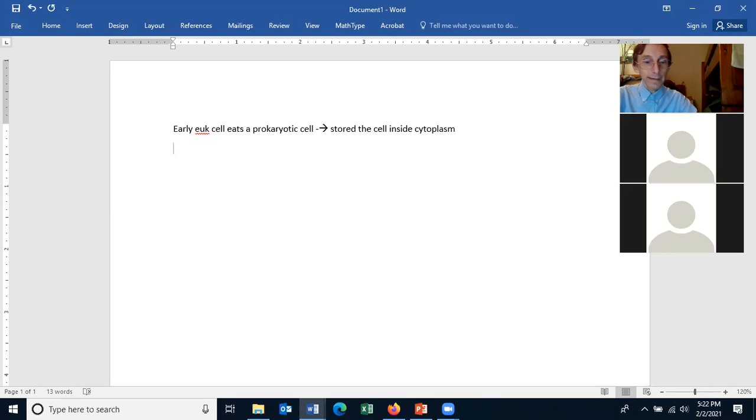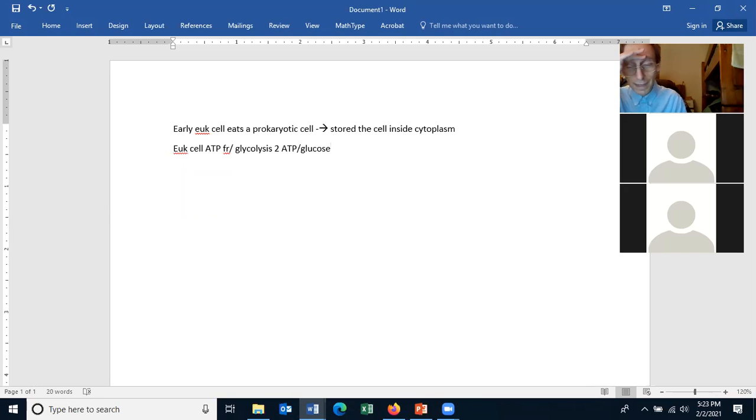The eukaryotic cell, and we're going to call it a proto-eukaryotic cell because it wasn't truly a eukaryotic cell yet, could make ATP from glycolysis, making 2 ATP per molecule of glucose.